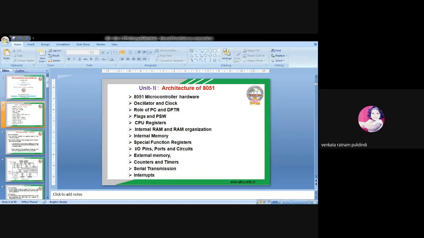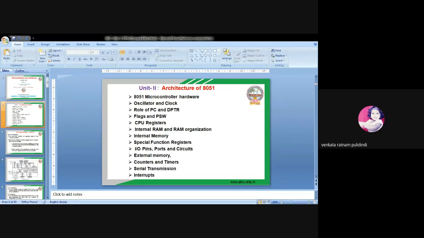And the next one, that is special function registers. What are the different types of registers used for the particular purpose? They are called special function registers. In 8051 microcontroller, there are so many special function registers. We discuss everything. Next, IO pins and IO ports.